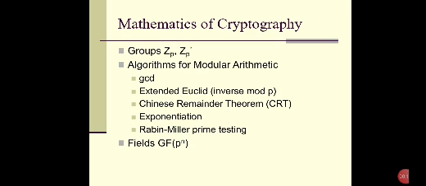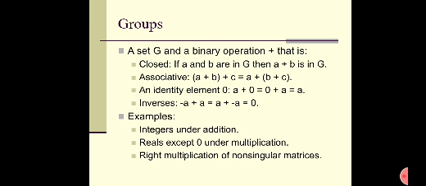In this module, we will cover groups Zp, Zp star, algorithms for modular arithmetic, that is GCD, extended Euclid, inverse mod p, Chinese remainder theorem CRT, exponentiation, Rabin-Miller prime testing, field GF(p^n).